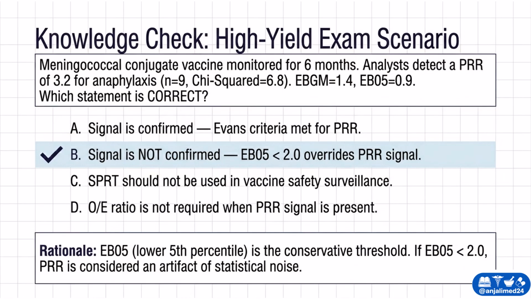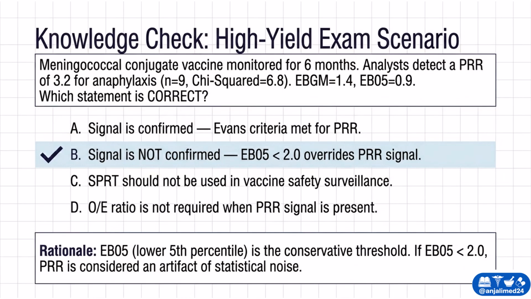Remember, Evans criteria require a PRR greater than 2, a chi-square value greater than or equal to 4, and at least 3 reported cases. So basically, purely on PRR, one might initially suspect a potential safety signal. However, the Bayesian analysis tells a different story. The EBGM value is only 1.4 and, most importantly, the EB05 value is 0.9.